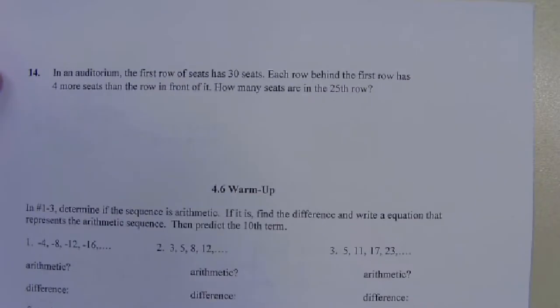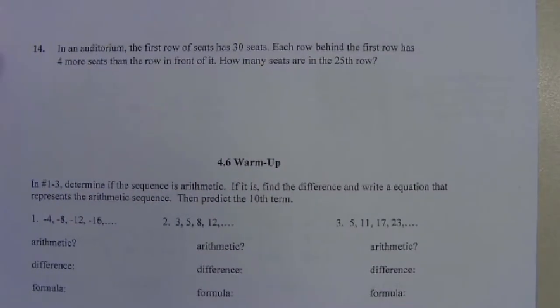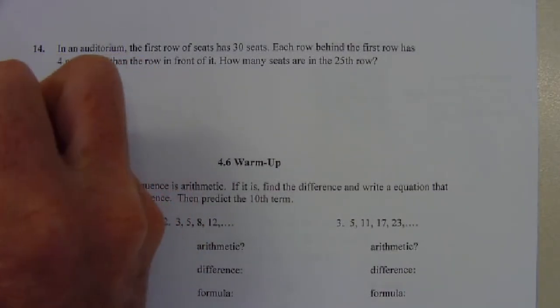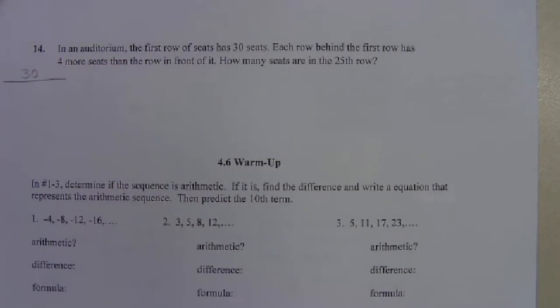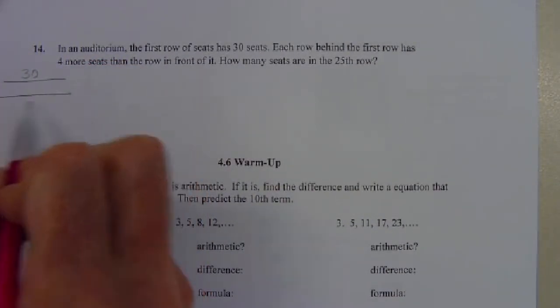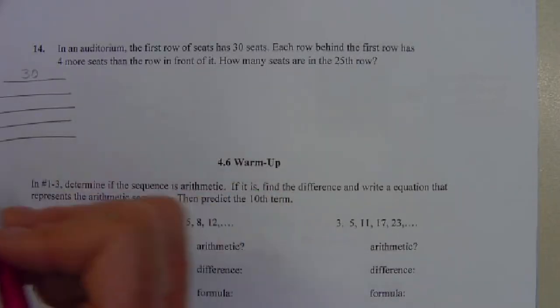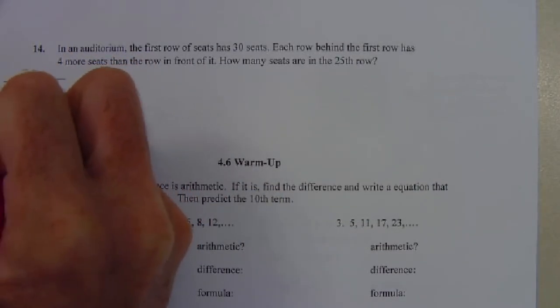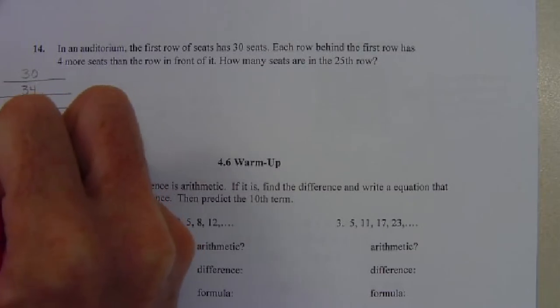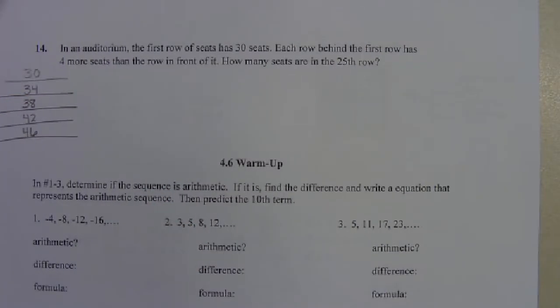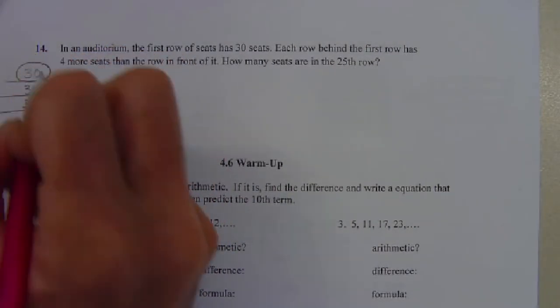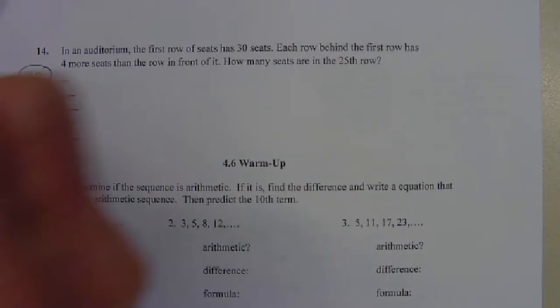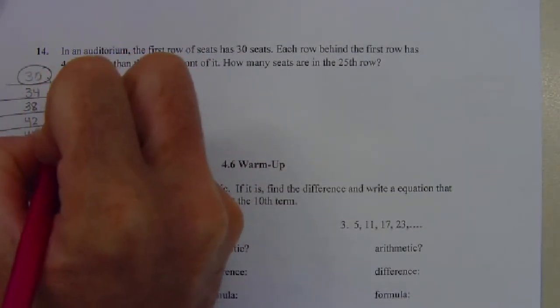The last example we're going to do is a story problem. If you take a look at this problem, it says in an auditorium, the first row of seats has 30 seats in it. So if you think about this first row, there's 30 seats. Each row behind the first row has 4 more seats in front of it. So then this would have 34, this would have 38, and so forth. So what you're actually looking at is a sequence. And your sequence has a first term of 30, and then the common difference is you are just adding 4.